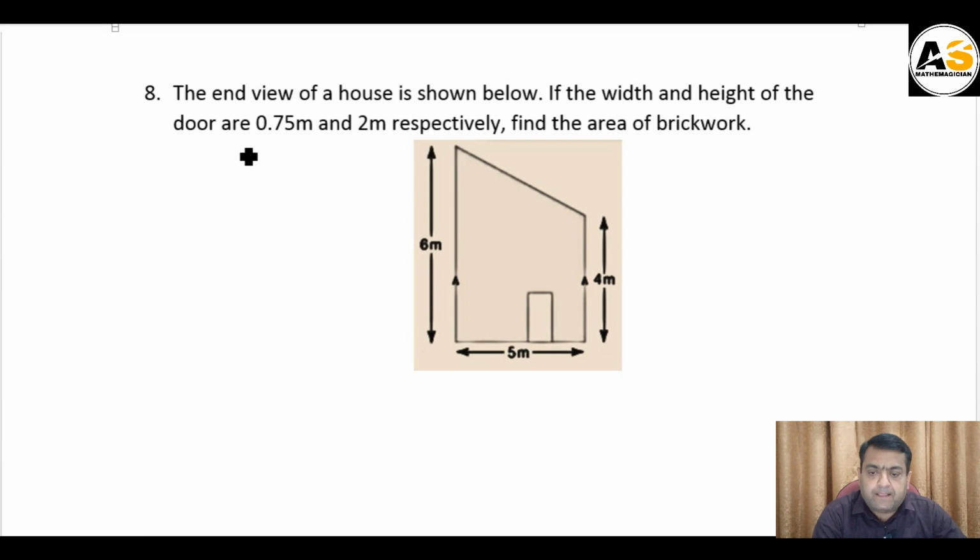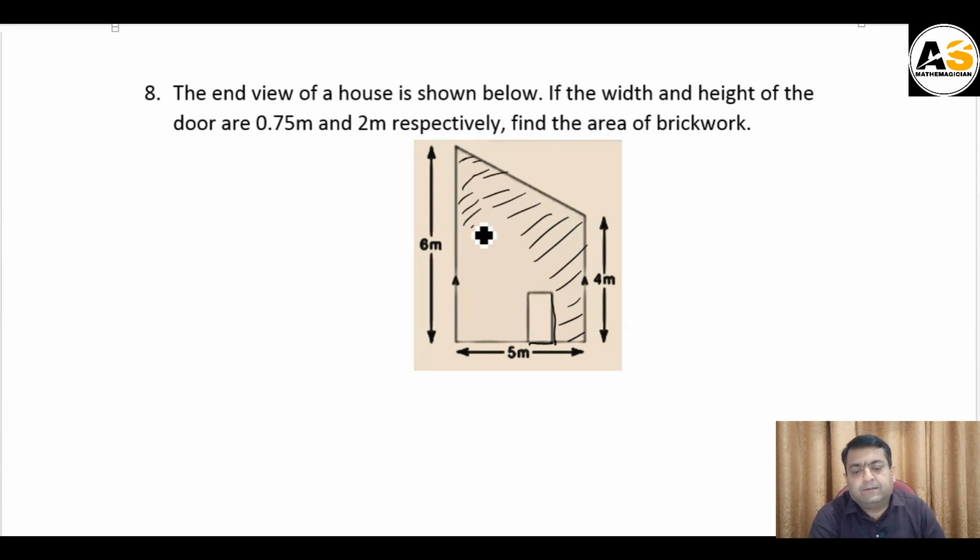Next question. This is the last question for today. The end view of a house is shown below and width and height of door are 0.75 and 2 meter. Okay, this is 0.75 and this is 2 meter. We have to find the area of brickwork. Dear student, this is a trapezium. This is basically brickwork. We have to find its area. How we will find this?